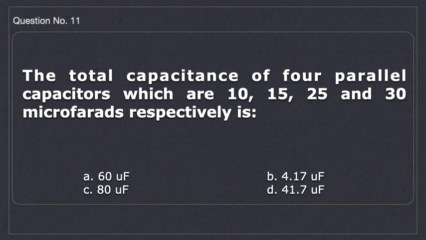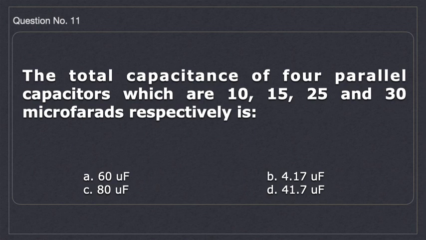Question number 11. The total capacitance of 4 parallel capacitors which are 10, 15, 25 and 30 microfarads respectively is A. 60 microfarads, B. 4.17 microfarads, C. 80 microfarads, D. 41.7 microfarads. Answer: C. 80 microfarads.